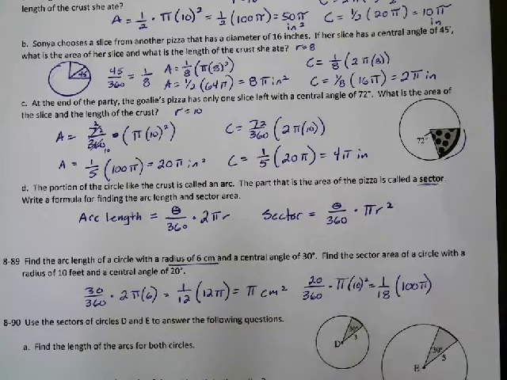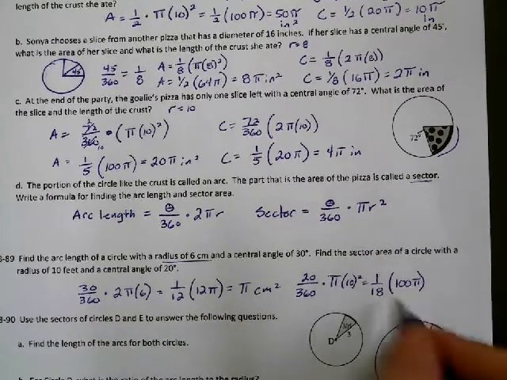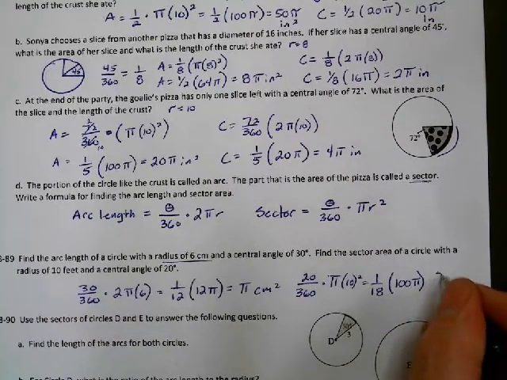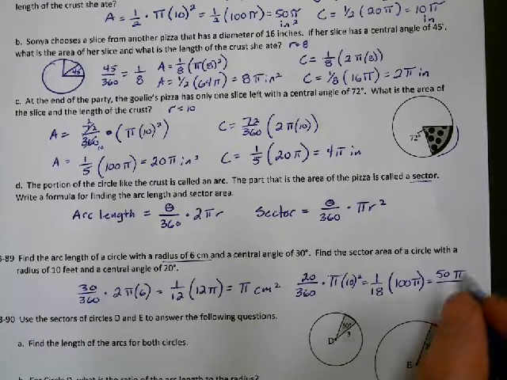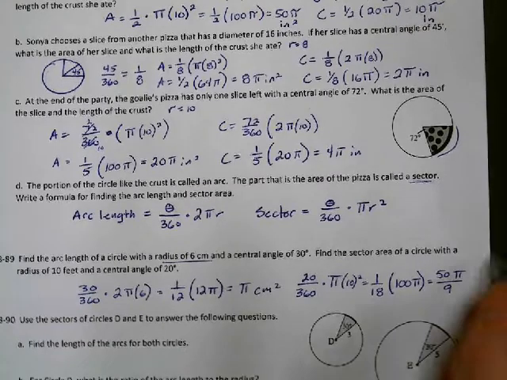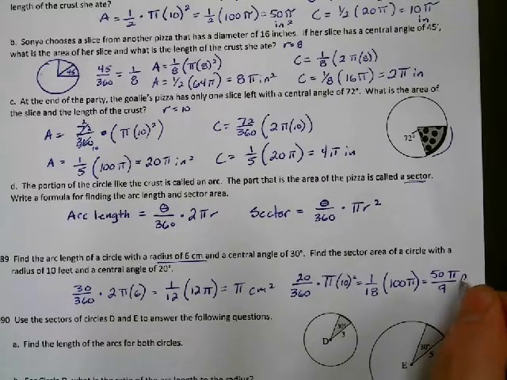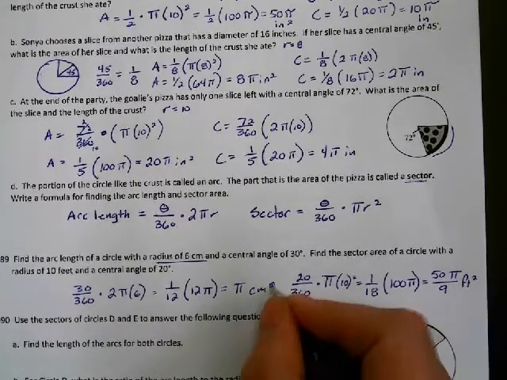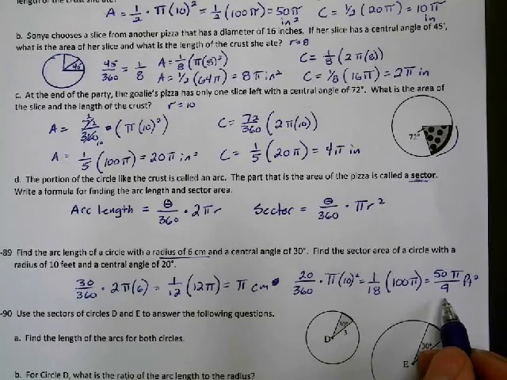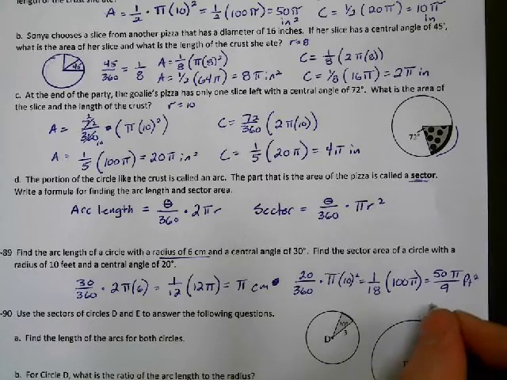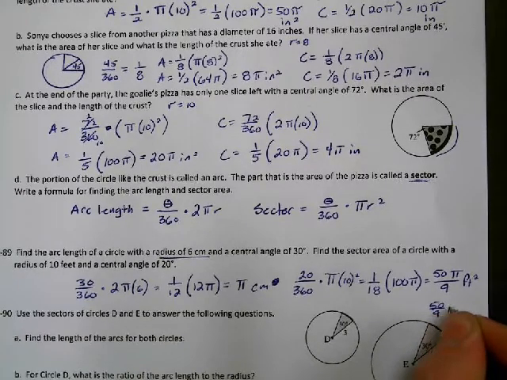Now this doesn't reduce very nicely, but 2 does go into both of these. 2 goes into 100 50 times, and 2 goes into 18 9 times. So we can say 50 pi over 9 feet squared. The previous answer was only centimeters, not centimeters squared. Or we can just call it 50/9 of pi. So you could also write it like that. All right, next part.